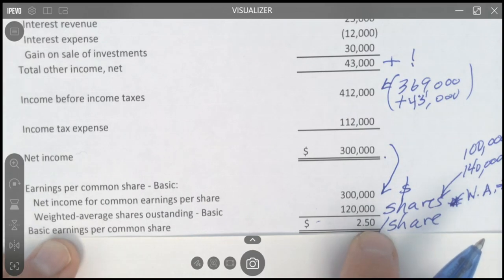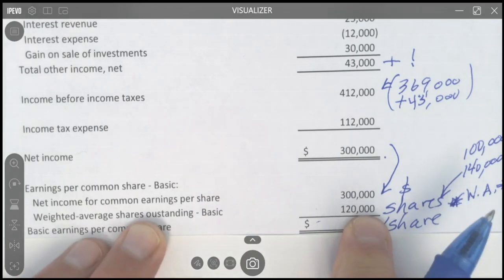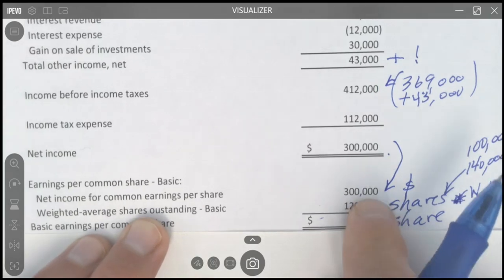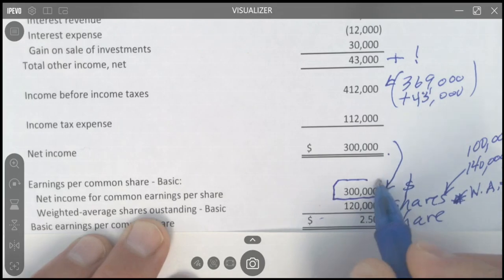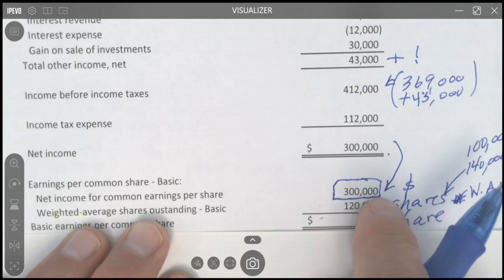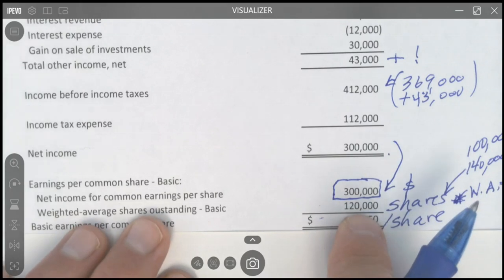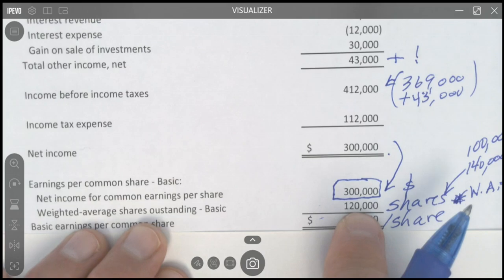It is now going to be 140,000 starting in 2025. But this is the key. This is what was earned for the common shareholders from January 1 to December 31, 2024. On a per share basis, well, for half the year, that was split by 100,000 shares. And for the second half of the year, it was split by 140,000 shares.